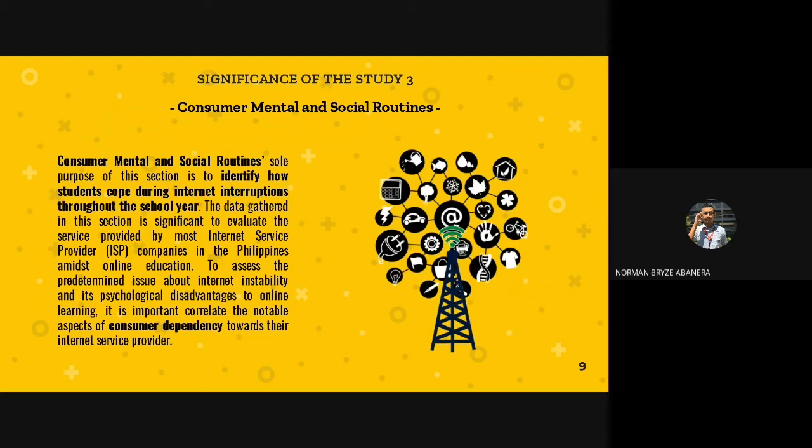In this section, it is important to determine how students balance their academic and health routines in order to correlate how internet instability can affect a student's mind.